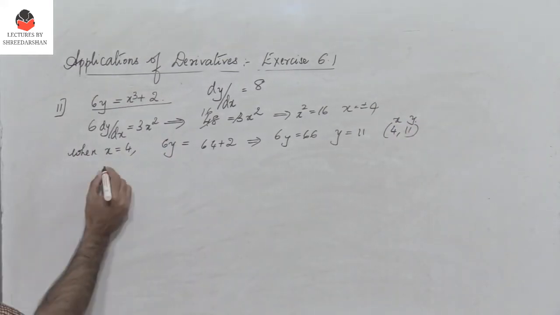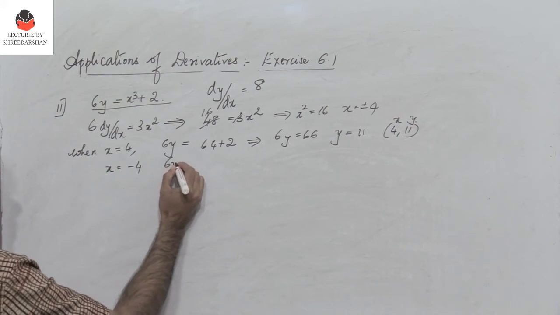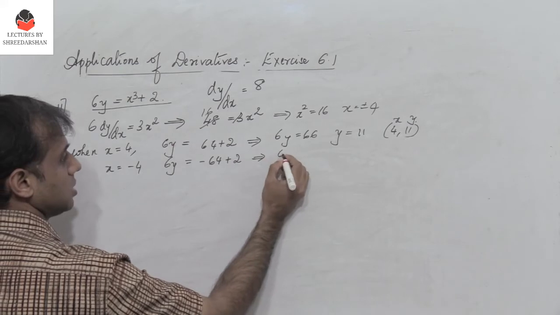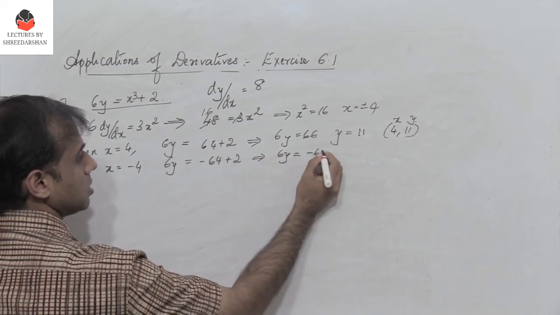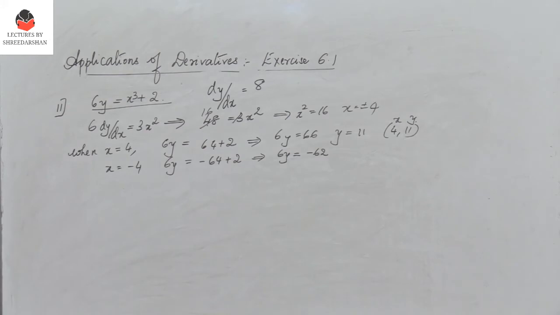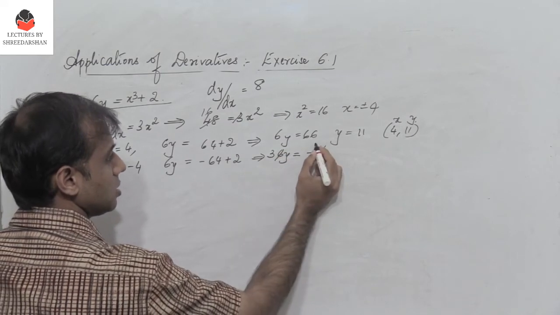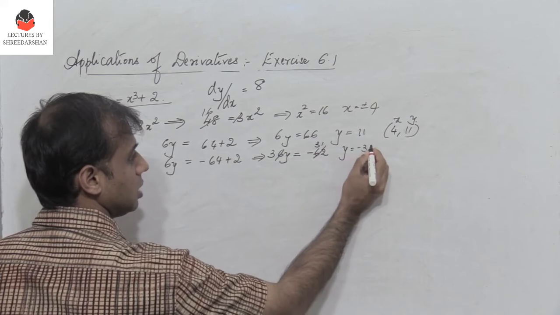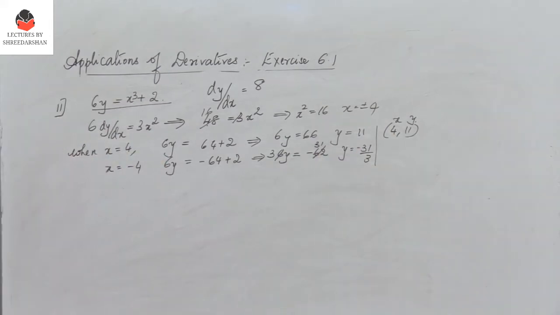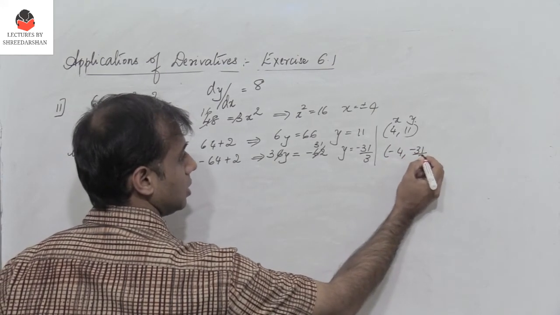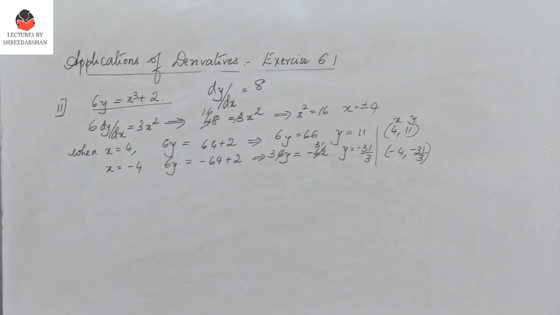And when x is minus 4, I get 6y equals minus 64 plus 2, which is nothing but 6y equals minus 62. Right? So we get the value of y as, this can be divided by 2. So this is 3 and this is 31. So y becomes minus 31 by 3. Therefore the value of x is minus 4 and the value of y is minus 31 by 3. Right? So these are the 2 points.